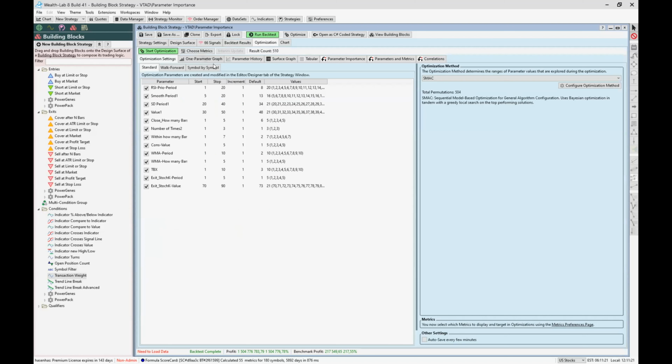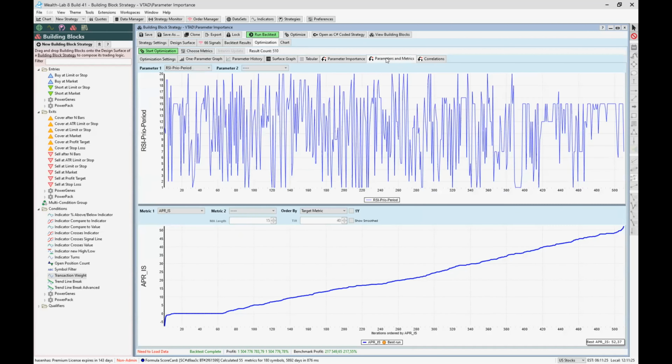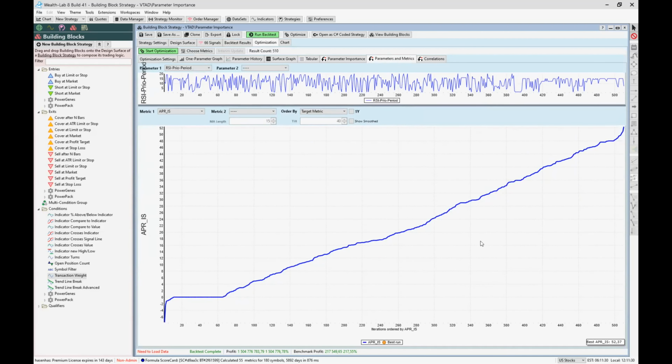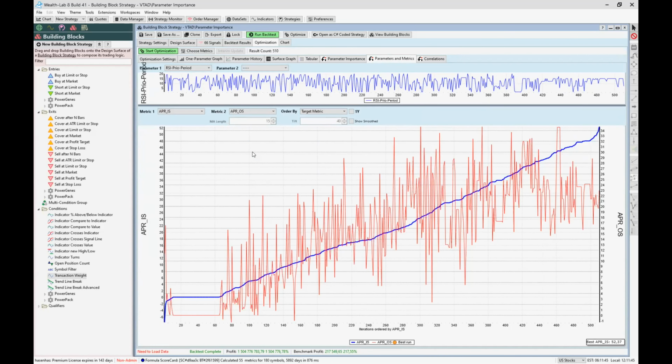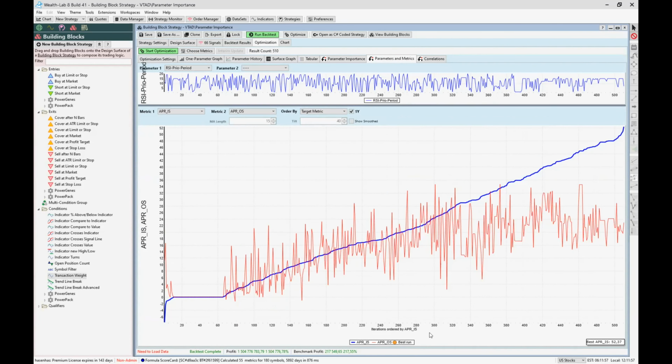So we have here the possibility to go to the parameters and metrics tab. And what we can do here now, let's focus on this graph here. We can compare the two metrics, our performance in sample and the performance out of sample, APR out of sample. And we have to share the axis, the x and the y axis.